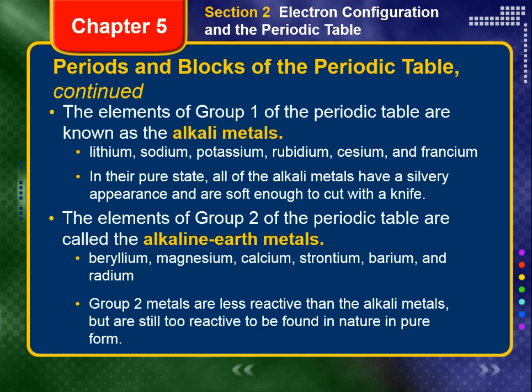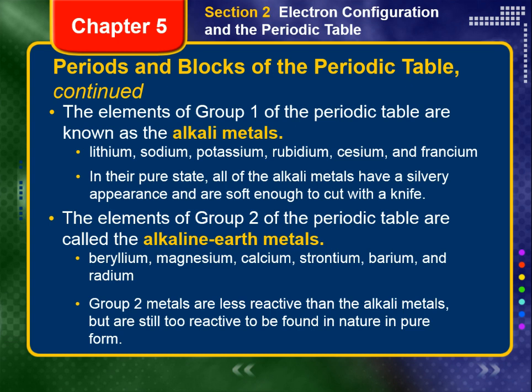The elements of group 1 of the periodic table, lithium, sodium, potassium, rubidium, cesium, and francium, are known as the alkali metals. In their pure state, all of the alkali metals have a silvery appearance and are soft enough to cut with a knife. However, because they are so reactive, alkali metals are not found in nature as free elements. They combine vigorously with most nonmetals, and they react strongly with water to produce hydrogen gas and aqueous solutions of substances known as alkalis.